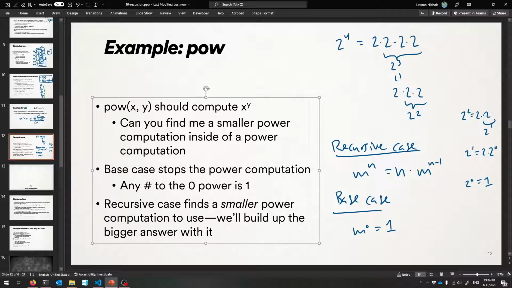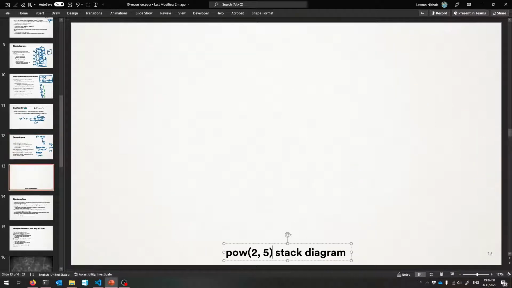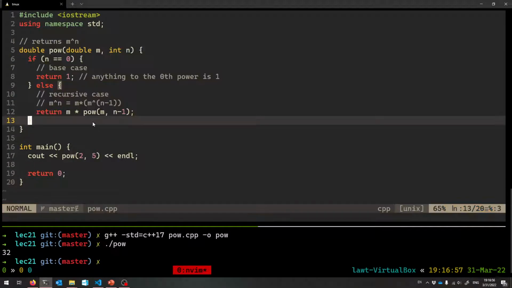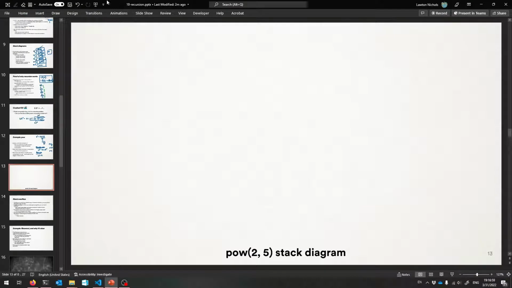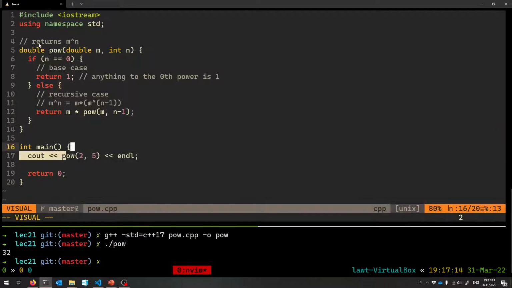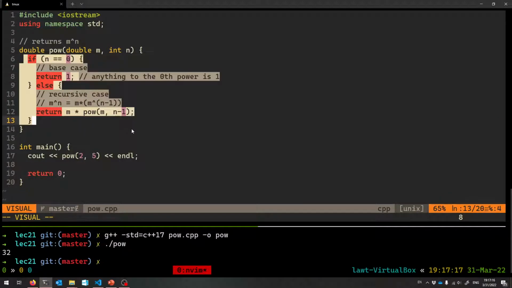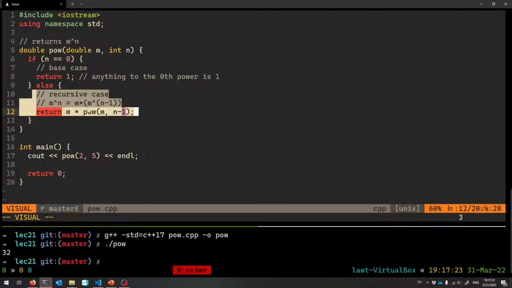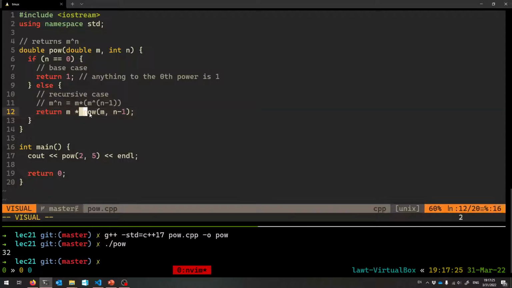So that's pow. Let me show you why this is working. Computing pow of 2 comma 5. Why is that computing 32 properly? Why is it really taking 2 to the 5th power? So again, in main, we called pow on 2 and 5 so that we can print it out. That was this call, and then we jumped up here with m being 2 and n being 5. n is not 0, so we're not in the base case, we're in the recursive case.